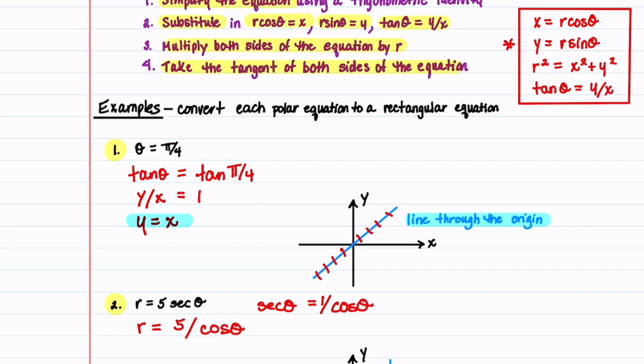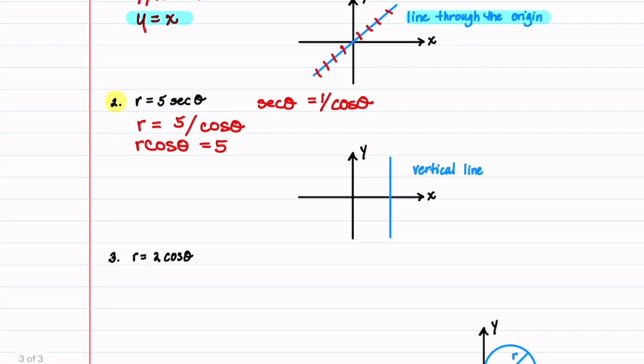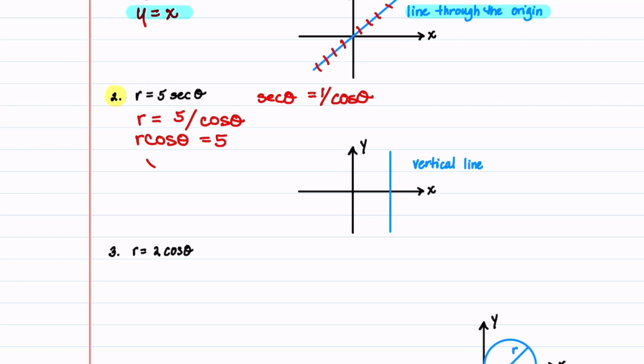Let's now multiply both sides by cosine, and we have r cosine theta is equal to 5. R cosine theta is equal to x, so our equation becomes x is equal to 5. This equation is a vertical line. Isn't it interesting that 5 secant theta is actually just a vertical line?